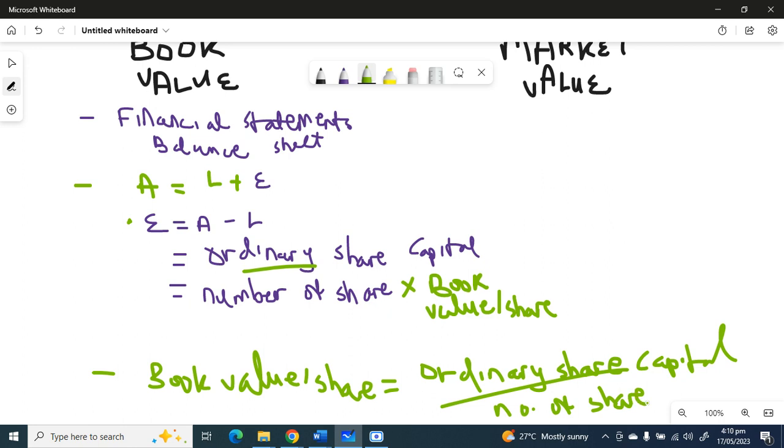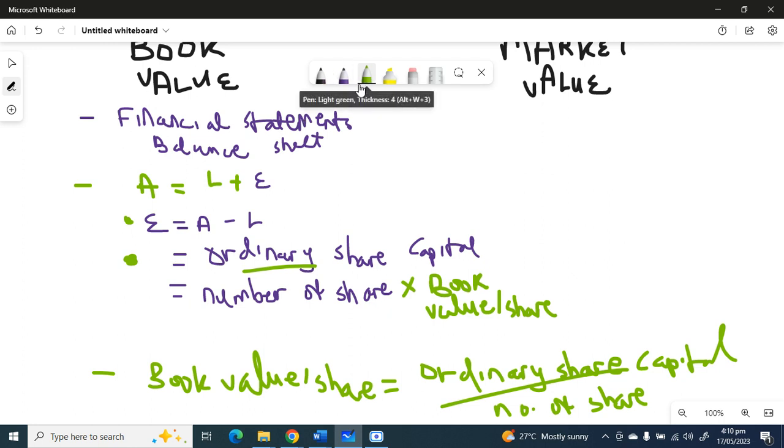Yes. So, two things to remember. If you want to get the book value of a company, all right? If you're not given the assets and liabilities, just find out the ordinary share capital. All right. Now let's go to the market value of equity.